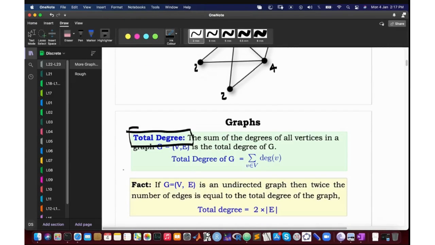And here's a fact which says that the total degree is 2 times the size of the edge set. Okay, we proved it last time.